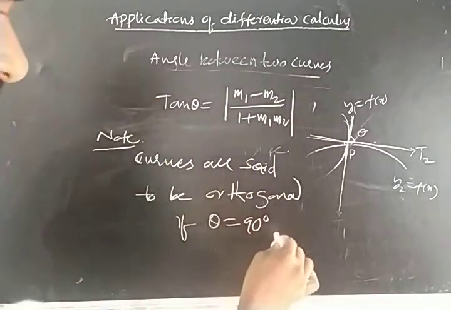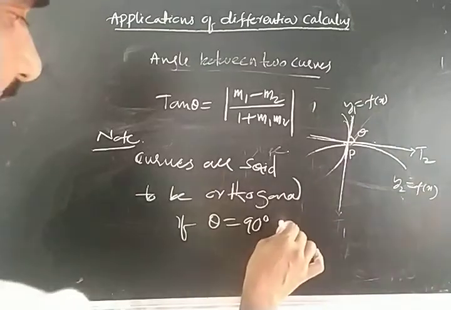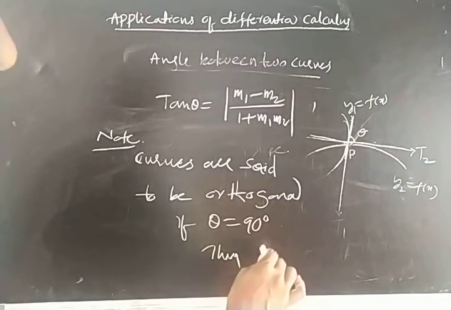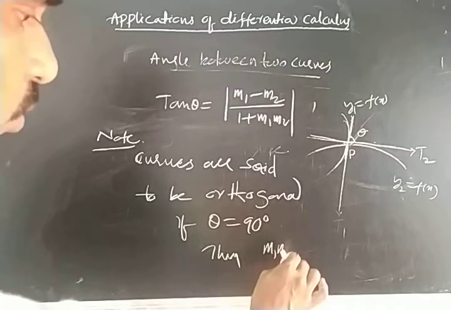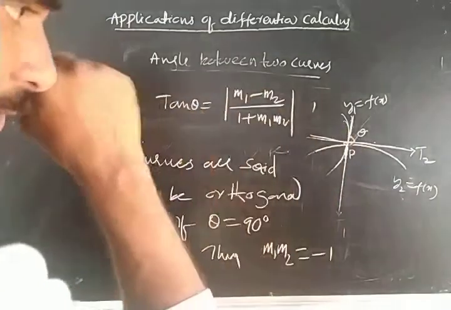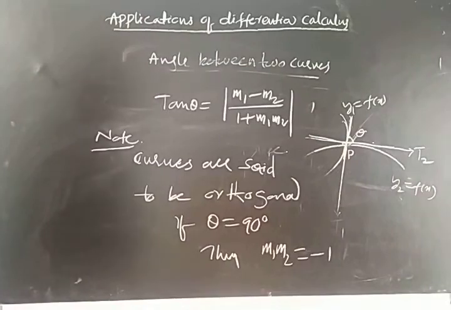So you will get the condition: if theta equal 90 degrees, then m1 into m2 should be minus 1. Two lines are perpendicular if the product of slopes is equal to minus 1. You can use this condition to check whether curves are orthogonal or not. Okay, so this is the formula to find the angle between two curves.